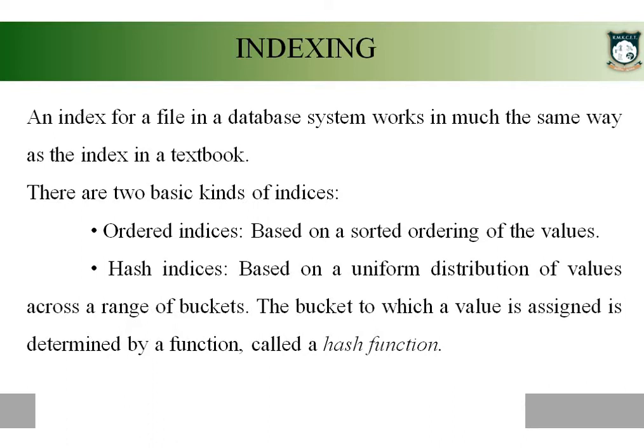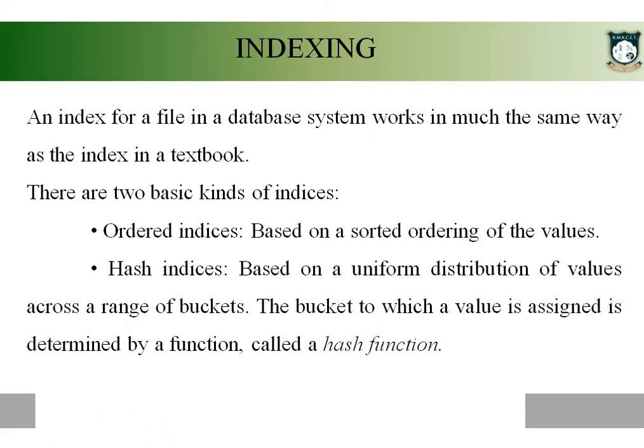Okay, so there are two types of indexes. One is ordered index and the other one is hash index. Ordered index means the records in the index file and the records in the actual file will be organized in sorted order. Such an index is what is called an ordered index.